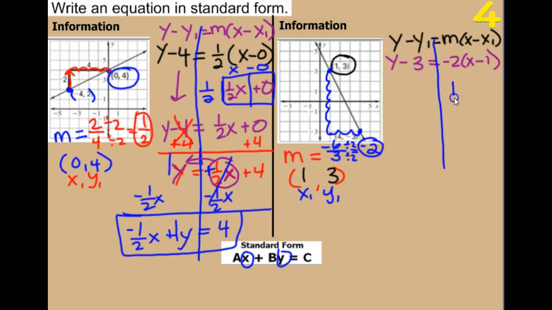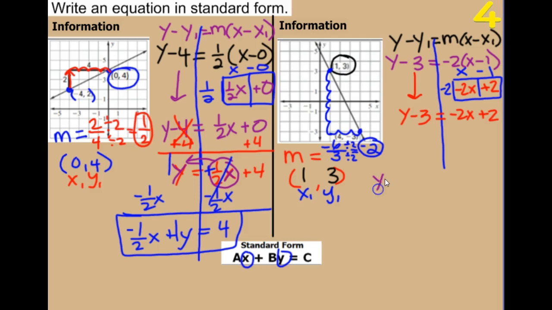So let's draw a box to distribute or multiply. We have a negative 2 out front, and then x minus 1 on the top. So multiply negative 2 times x, just put them together. Negative 2x. A negative times a negative makes a positive. 2 times 1 is 2. So we have y minus 3 equals negative 2x plus 2.